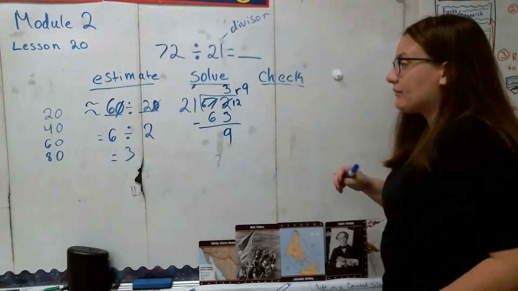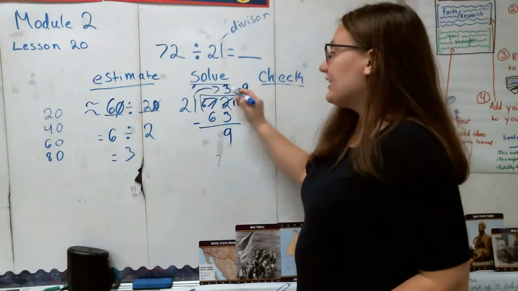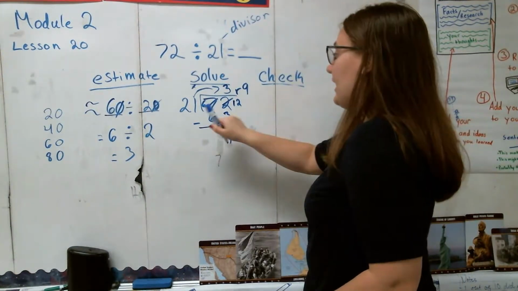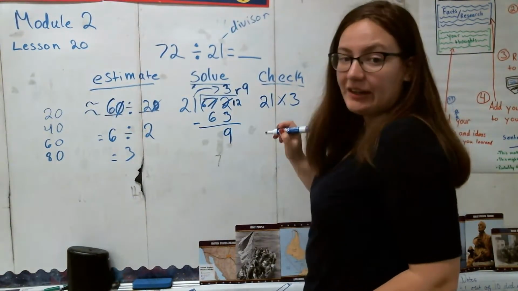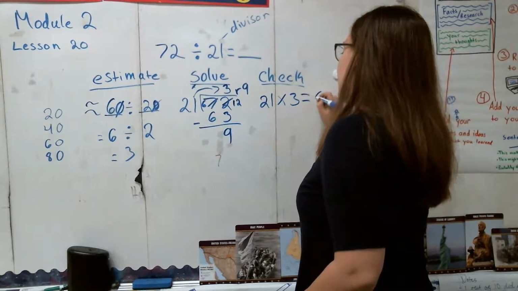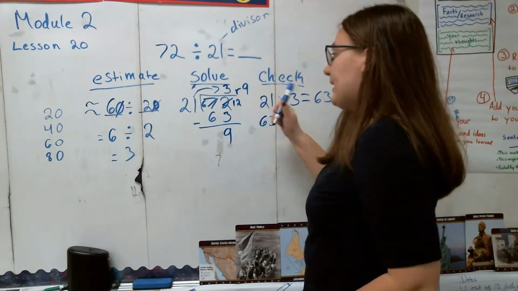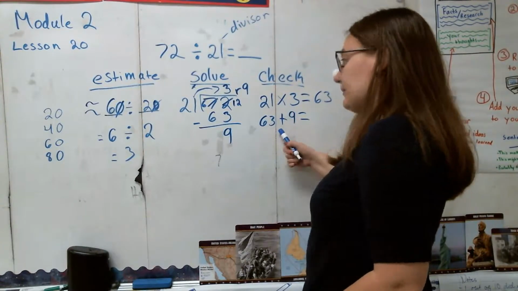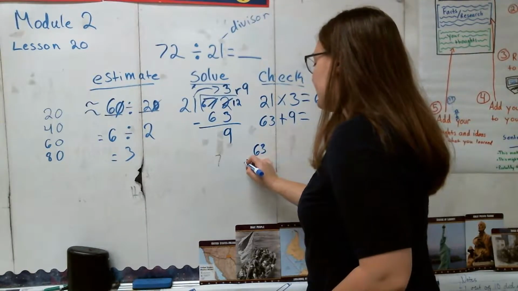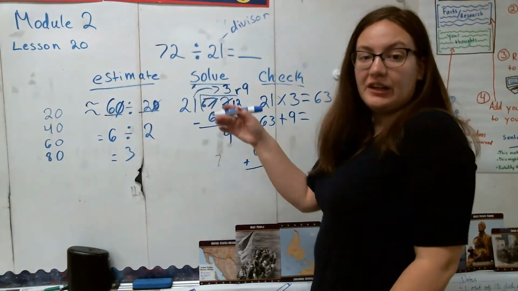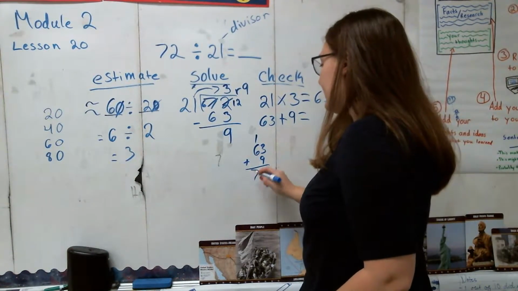And now I need to check my answer. Remember, we kind of just take everything from the outside of the standard algorithm. So I start by multiplying my divisor times my quotient, which is my answer. So 21 times 3 is 63, and then I take that answer and I add my remainder, so 63 plus 9. And remember, when you get to this part, if you can't add straight across, then just go ahead and quickly set up a little problem up and down to help you answer it. So 3 plus 9 is 12, carry the 1, leave the 2, and 1 plus 6 is 7.